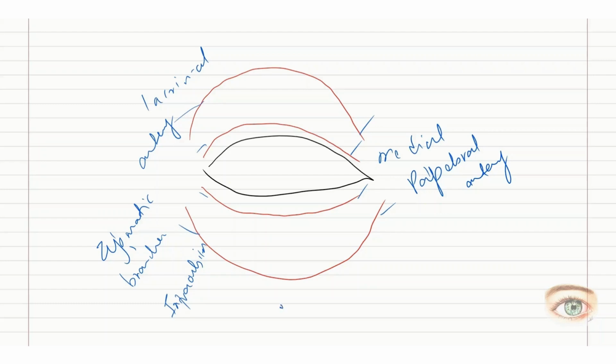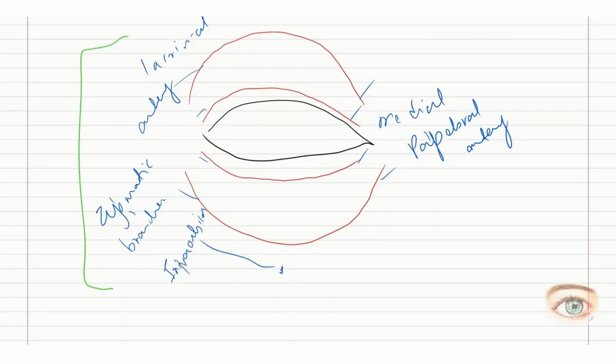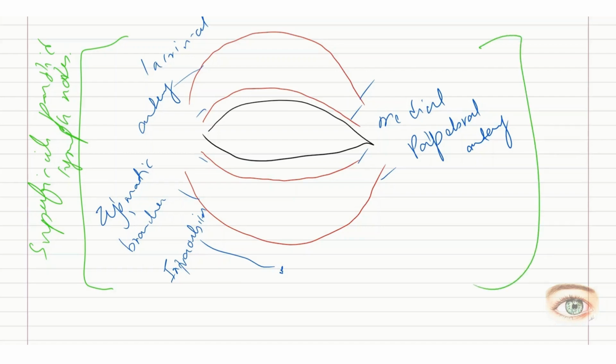infraorbital artery. The lateral side of the lymphatic vessels will drain into the superficial parotid lymph nodes, and the medial side of the lymphatic vessels will drain into the submandibular lymph nodes. So this was the anatomy of the eyelid. I have told you everything about the innervation, the vascular system, and the layers of the eyelids.